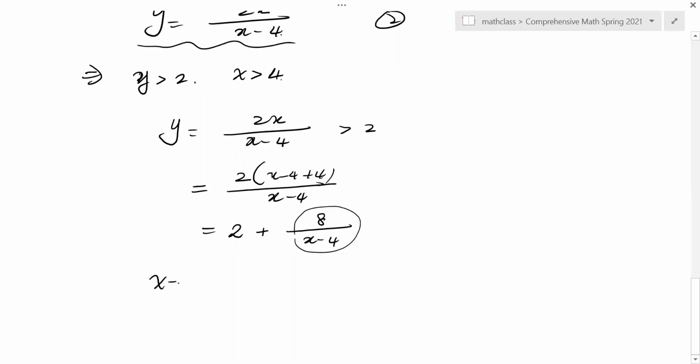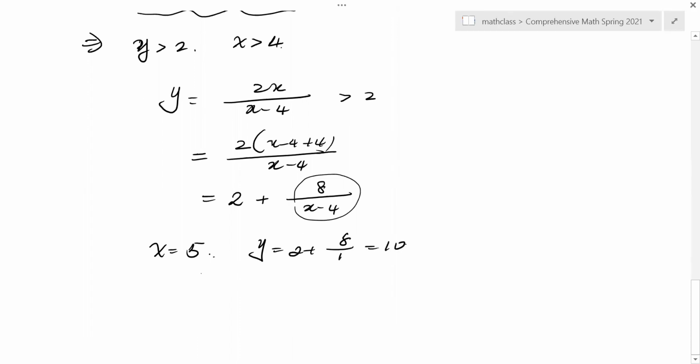When x equals 5, because x is greater than 4, so x is 5, y equals 2 plus 8 over 1, which is 10. So I think the y value is greater than 2 and less than or equal to 10. So can y be any of them?